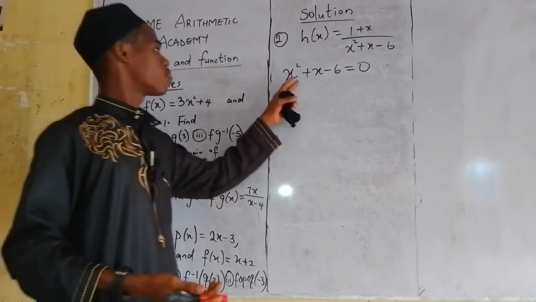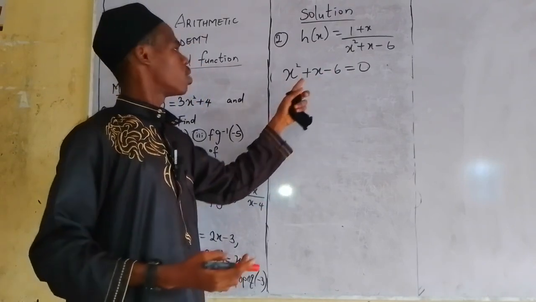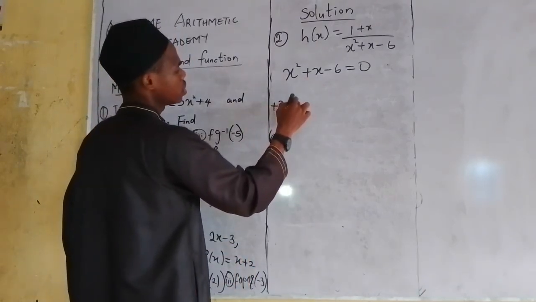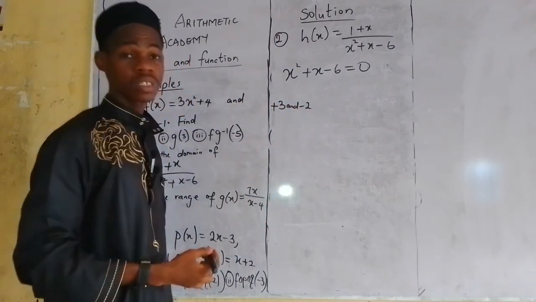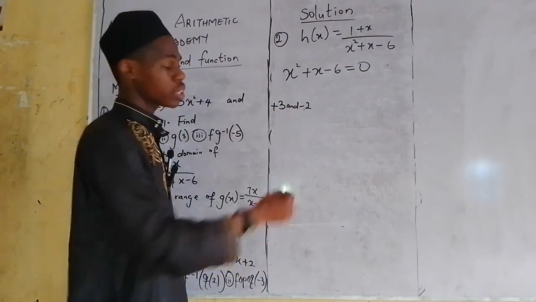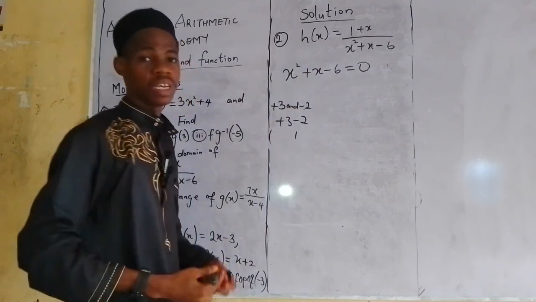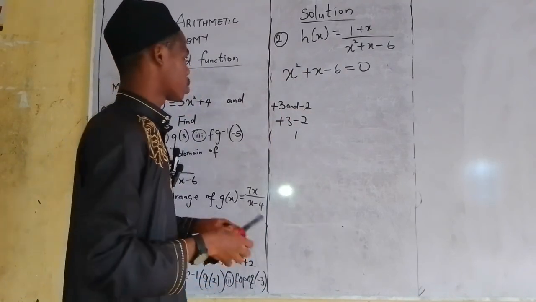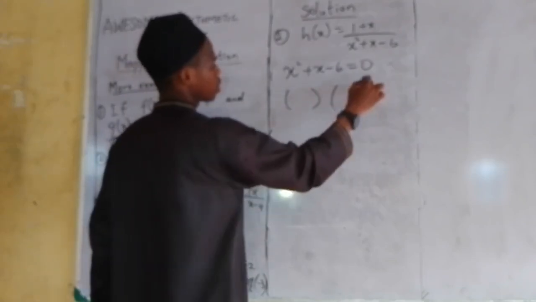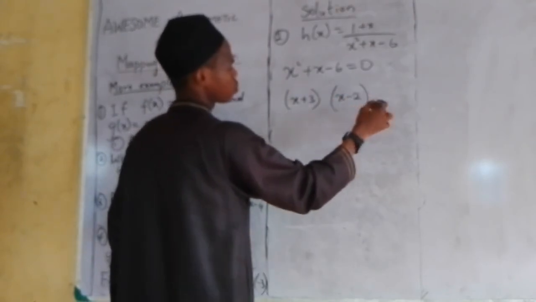The next thing, two values you will multiply to get minus 6, and when you add them, you get plus 1. That should be plus 3 and minus 2, right? Plus times minus will give me minus, 3 times 2 will give me 6. And when I do plus 3 minus 2, I will get 1, which is the coefficient of x here. So now let's put that. That means when I create my two brackets, I will be having x plus 3 and x minus 2 equals 0.